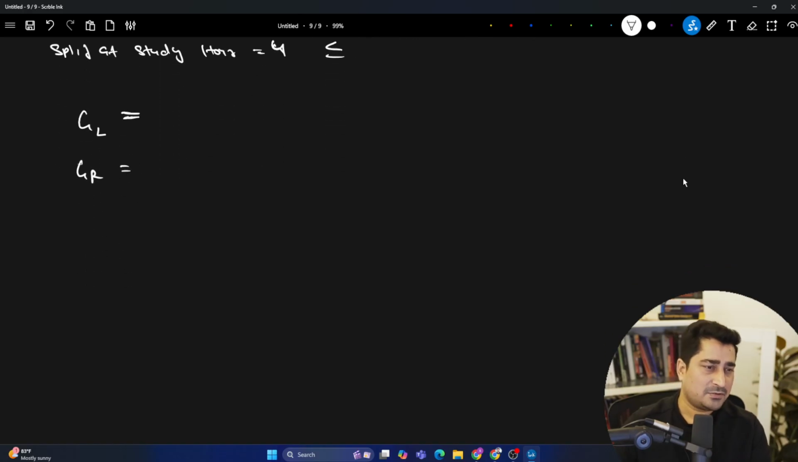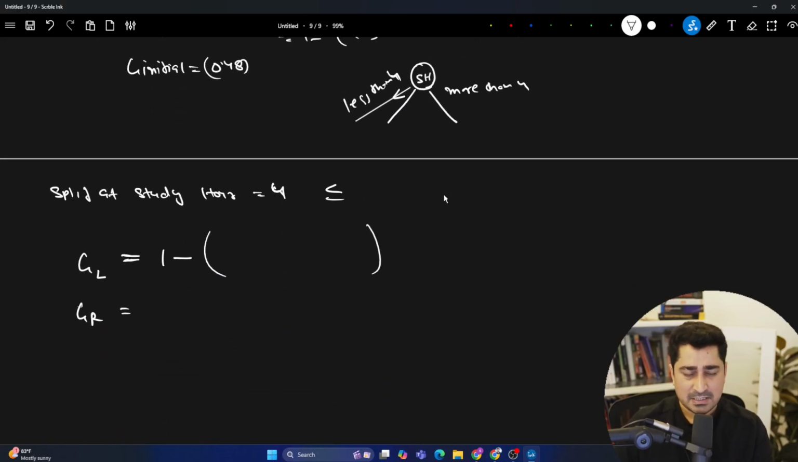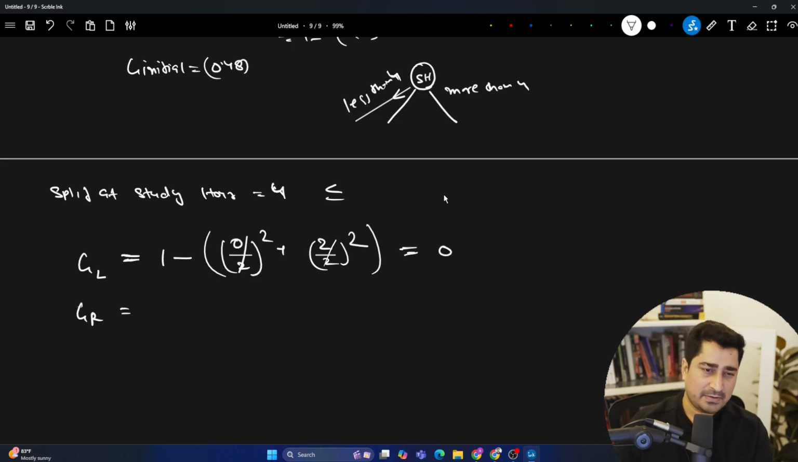So if I calculate the Gini for left, it's 1 minus the summation of all class probabilities squared. On the left hand side we have only 2 data, 0, 0, so only one class. So 0 by 2 squared plus 2 by 2 squared, which is 1 squared, so 1 minus 1 is 0. So Gini for the left hand side is equal to 0.